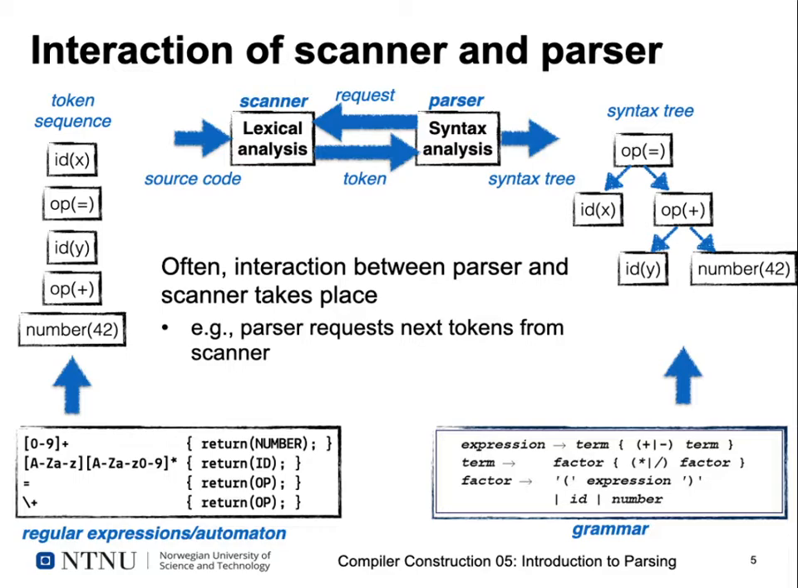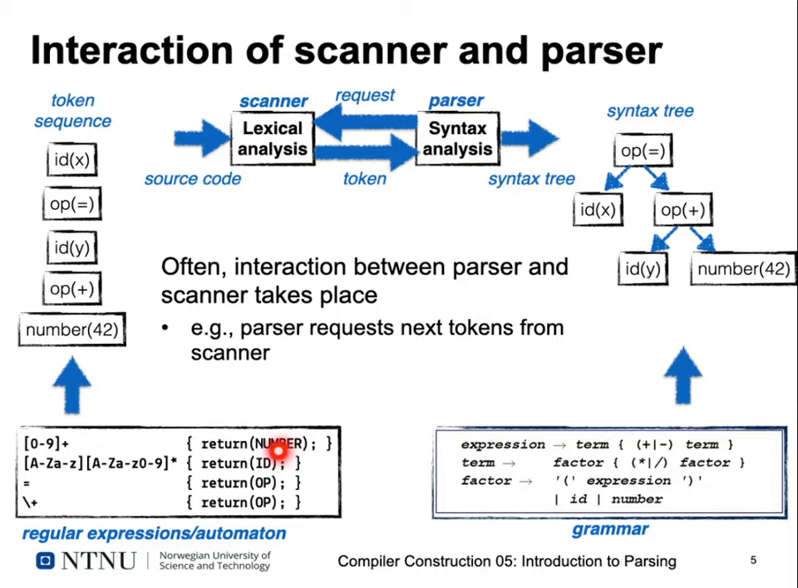So the parser requests next tokens from the scanner, and the scanner then reads the next bit of our source code that hasn't been read before and returns the next token that was requested. So we have a regular expression set here describing our tokens. So let's say we start with a language we've seen before. So we have some tokens here.